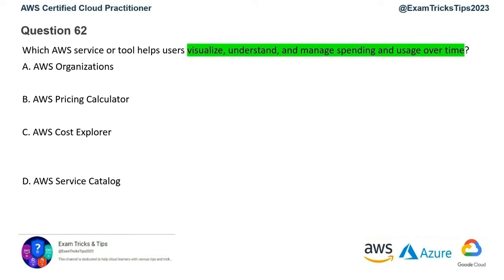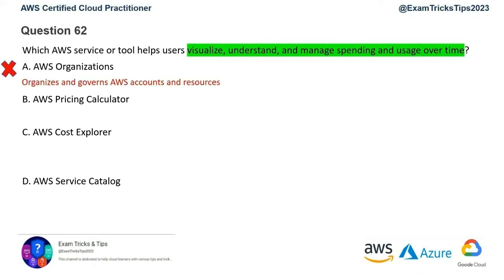AWS Organizations. We're just coming off question number 61, so we are quite fresh. Some of the options here were in that particular question as well. So, the basic purpose of each service: Organizations is used to manage your accounts. If you have hundreds of accounts within your organization, you can better manage them by departments and have a structure so that management becomes easy. That's where AWS Organizations is used. It's not used for understanding or visualizing spending over a time period. So that's wrong. Option A is incorrect.